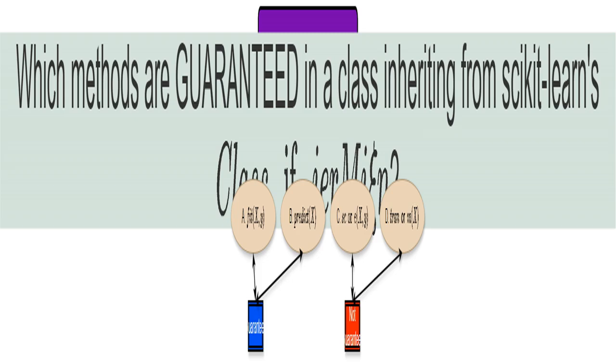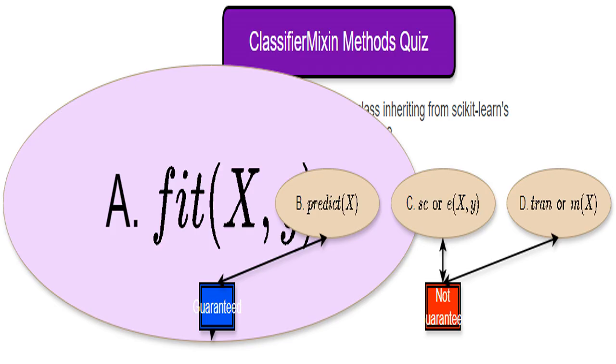Let's find out which methods a class must have if it inherits from ClassifierMixin. This means they are a fundamental part of the contract for any classifier built this way. The fit(X, y) method is essential. It's how you train your classifier. X represents your data features, and y represents the corresponding labels or targets. Any classifier needs a way to learn from data, and this is it.